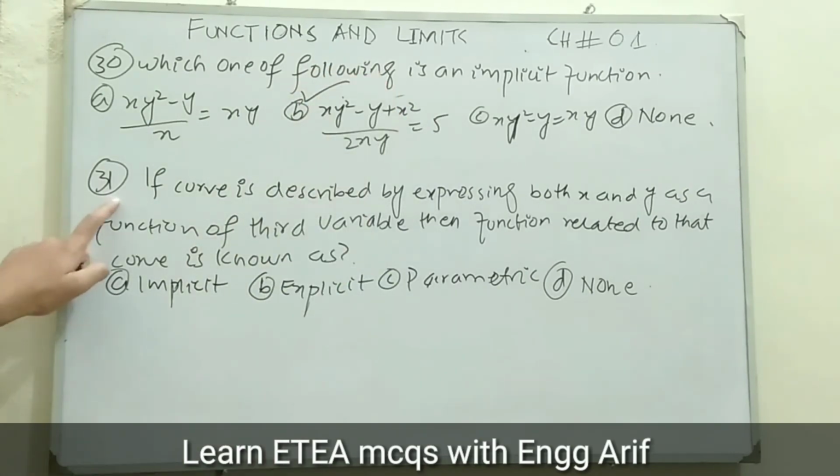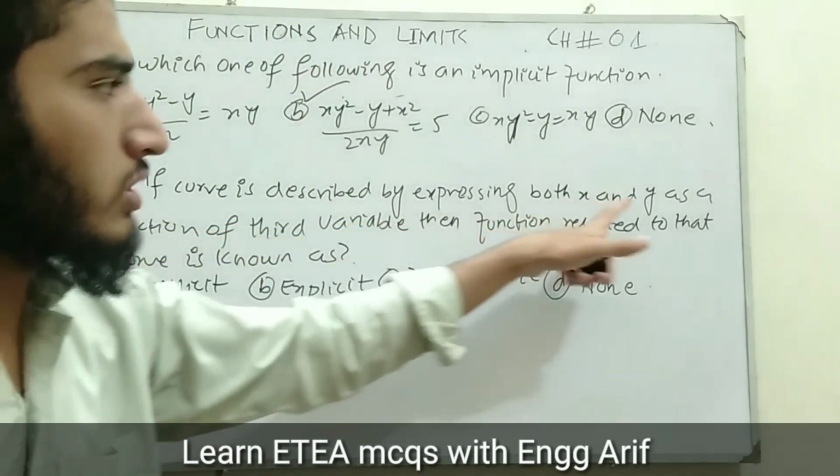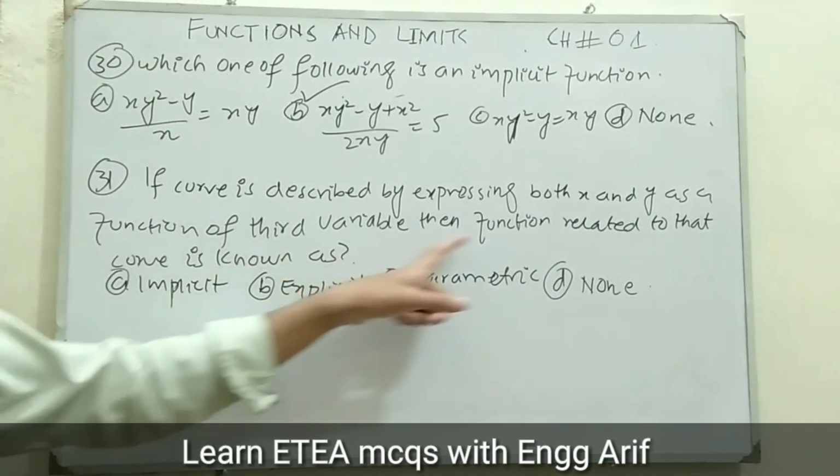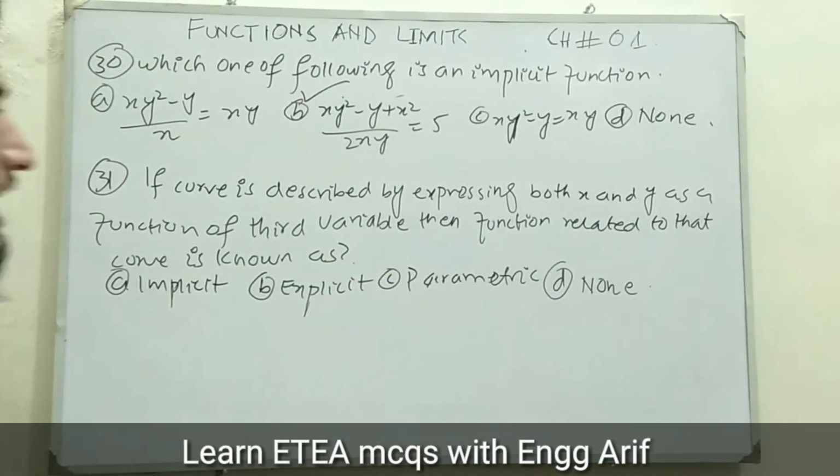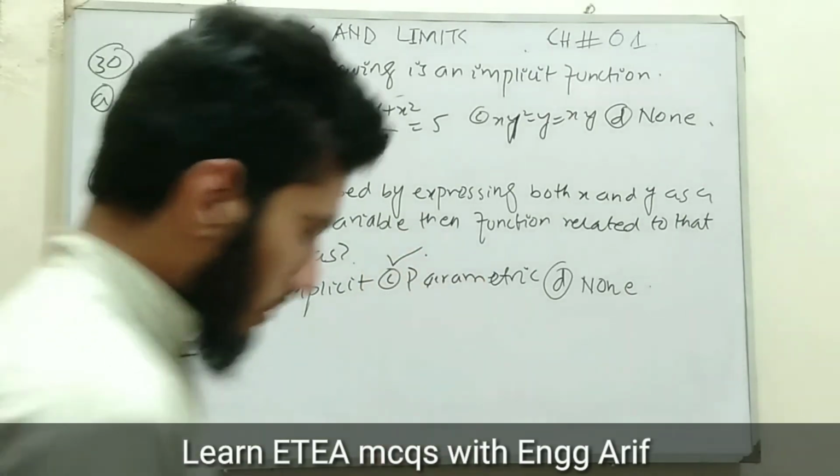Move toward MCQ number 31. If a curve is described by expressing both x and y as a function of a third variable, the function related to that curve will be called a parametric function. So this is the correct option.